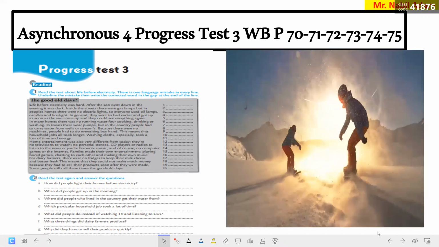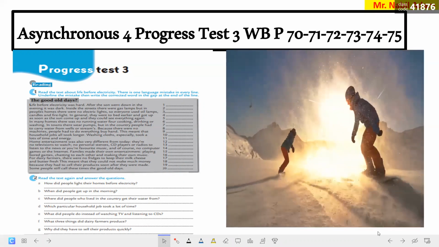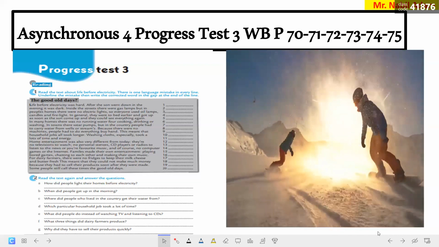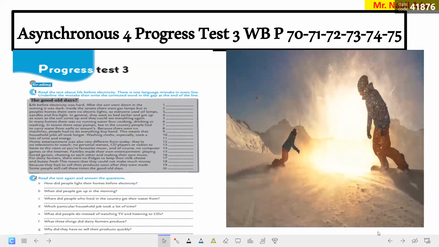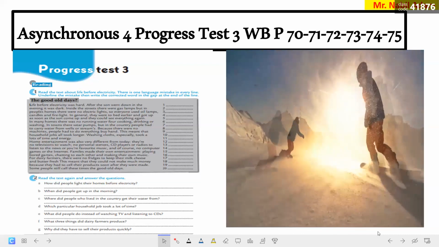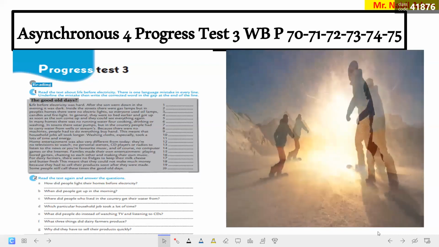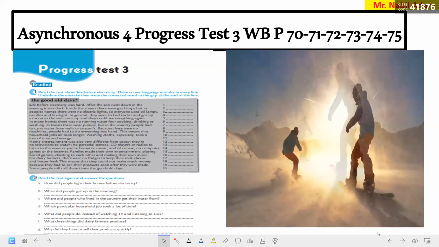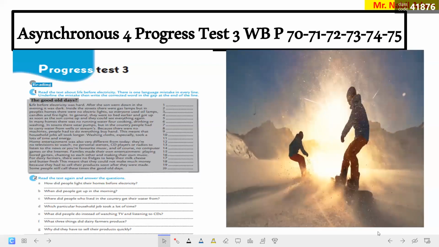There are some pages called the progress test on workbook. At the end of each 3 units or at the end of each module, students are supposed to answer a test called progress test. This is progress test 3. You are going to revise what you have studied in unit 7, 8, and 9. Please open your workbook, page number 70. So you are going to answer the questions from page 70 to page number 75.